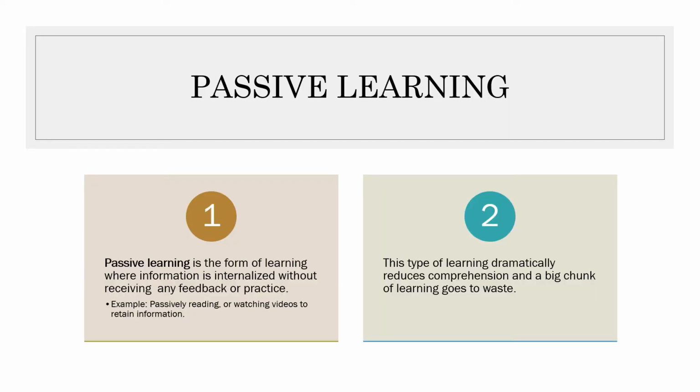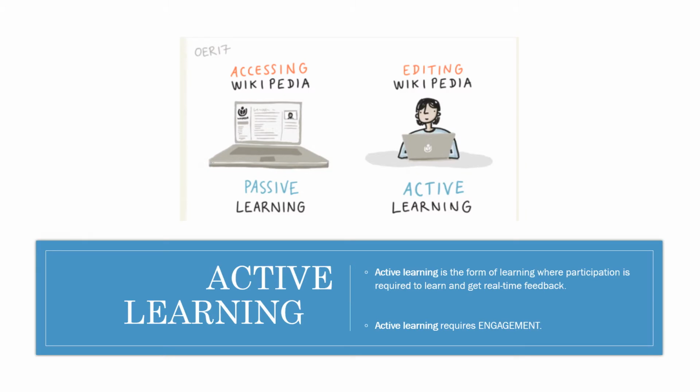Now let's discuss passive learning. Passive learning is the form of learning where information is internalized without receiving any feedback or practice. An example of passive learning is passively reading or watching videos to retain information. This type of learning dramatically reduces comprehension, and a big chunk of learning goes to waste. Active learning helps retain information better, as well as complements the rules of the brain, which we previously discussed in slide 1.